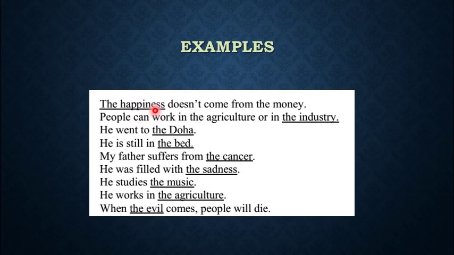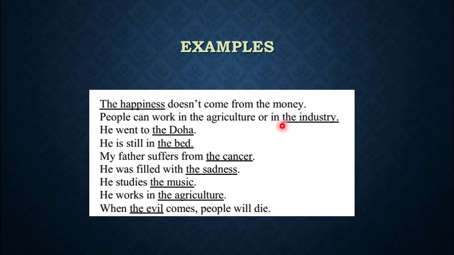So what is the meaning of abstract in the first place? Abstract means something that you cannot hold in your hand, something that is not tangible, that you cannot touch, like emotions, like ideas. Happiness is not touchable, right? Next: "People can work in the agriculture or in the industry." Here "the industry" is a wrong insertion of the article. It is supposed to be "in industry".